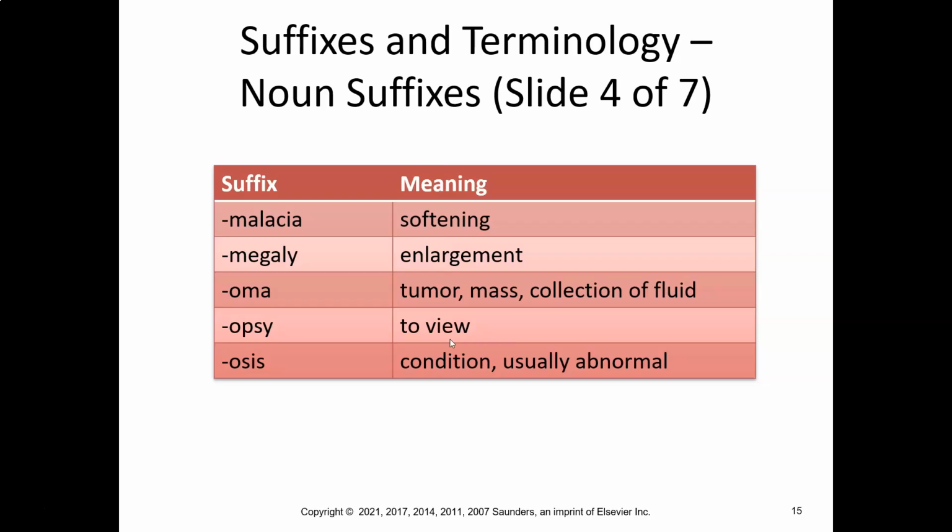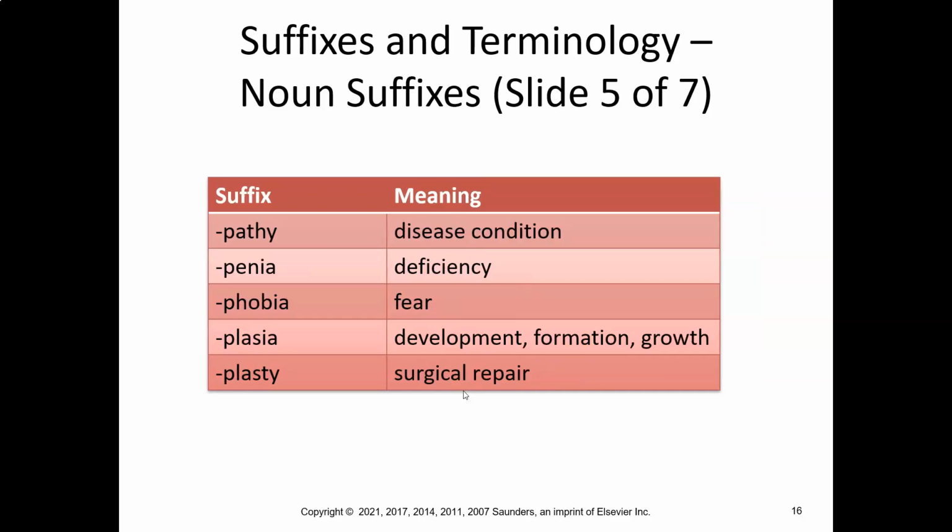And opsy is to view, so a biopsy, that's the most common, to view life. And osis is a condition, usually abnormal, so if you had necrosis, that's a condition of death of cells. Pathy is any kind of disease. So let's say we get cardiomyopathy, that would be disease of heart muscle. Deficiency is penia. So leukopenia, erythropenia. Leukopenia would be a deficiency of white blood cells.